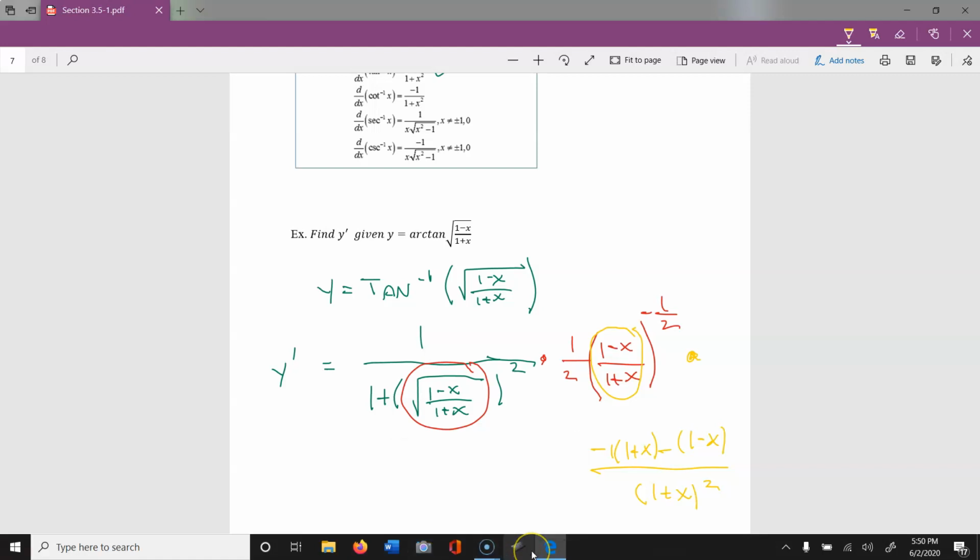And then of course you can combine like terms, but this is the derivative. I mean, it looks rather complex, doesn't it? But who cares? That's the derivative. Fun stuff, huh? Fun, fun, fun. Get to work.